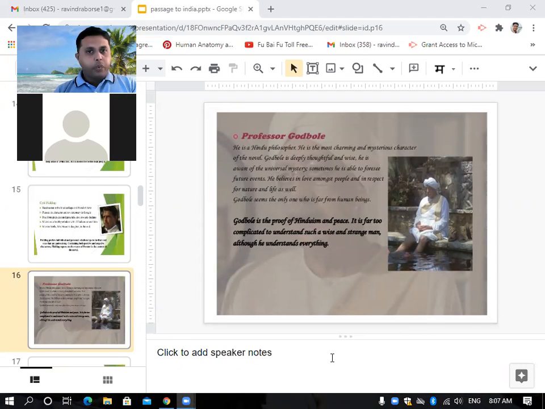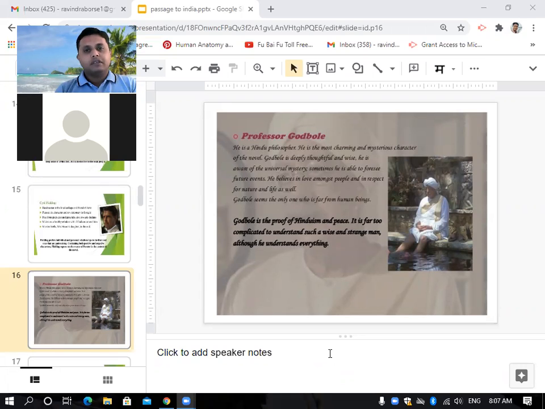Next character is Professor Godbole. As the name indicates, he is an Indian character, an Indian Brahmin character. And Godbole is a Hindu philosopher. He is the most charming and mysterious character of the novel. Godbole is deeply thoughtful and wise. He is engaged in thinking all the time. He is aware of the universal mystery. Sometimes he is able to foresee future events.